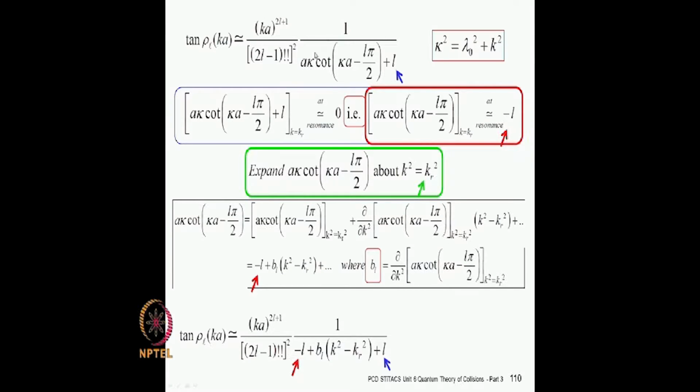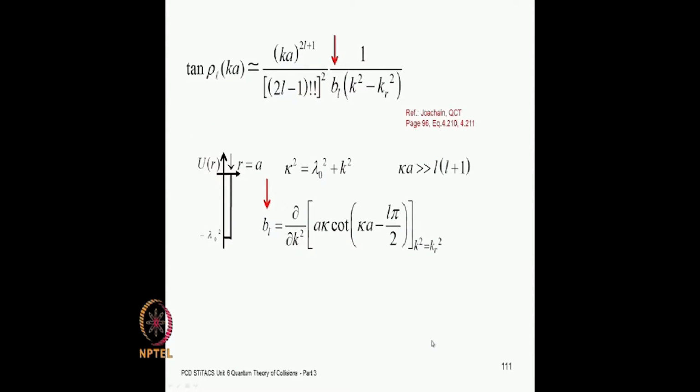Now, in this denominator you of course have a plus L over here, and you are picking a minus L over here. So, this minus L and this plus L will cancel each other in the denominator, and then you are left with this BL times k square minus kr square in the denominator, BL being the first order derivative of this function with respect to k square. So, here you have 1 over BL into k square minus kr square, and then you have got this k to the power 2L plus 1 behavior.